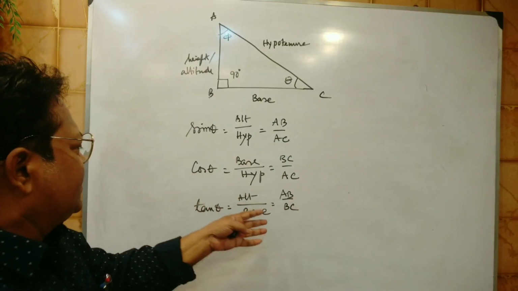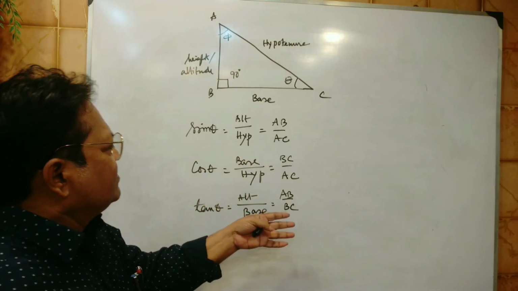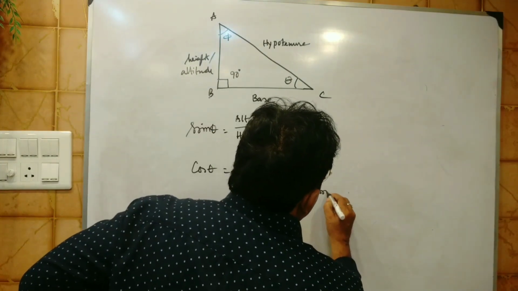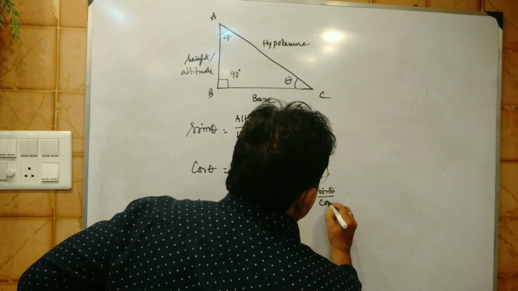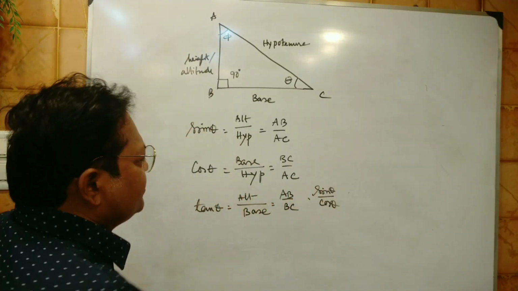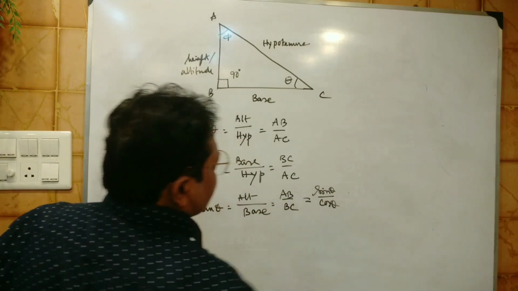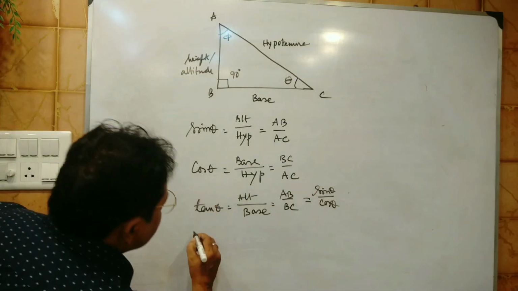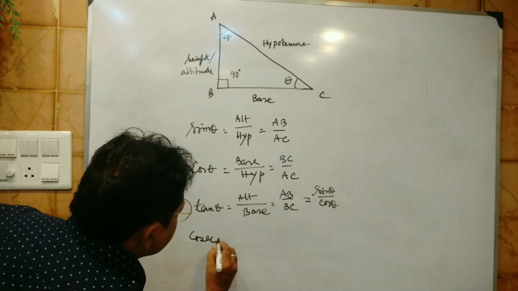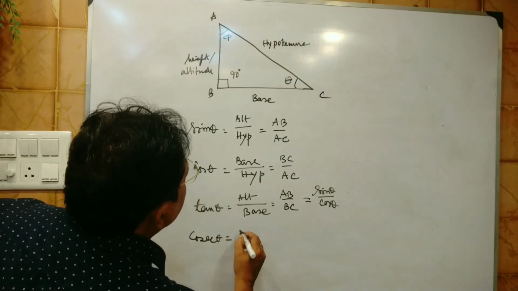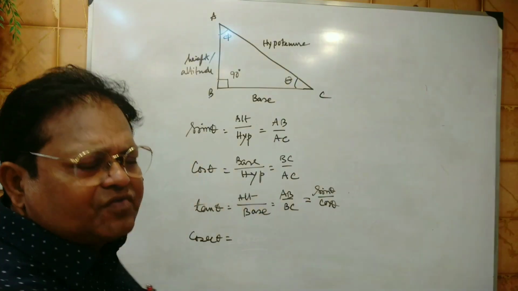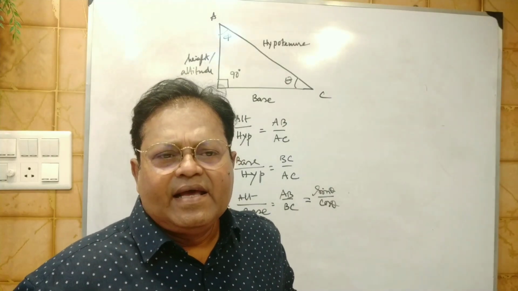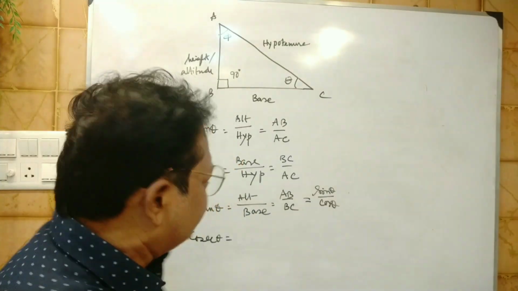You will see that tan theta can be written as sin theta by cos theta. This is the relation between tan theta, sin theta and cos theta. Now comes the cosec theta. Cosec theta is just the reverse of sin theta, the reverse of cos theta is sec theta, and the reverse of tan theta is cot theta.